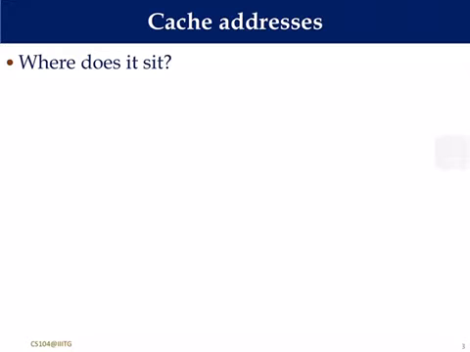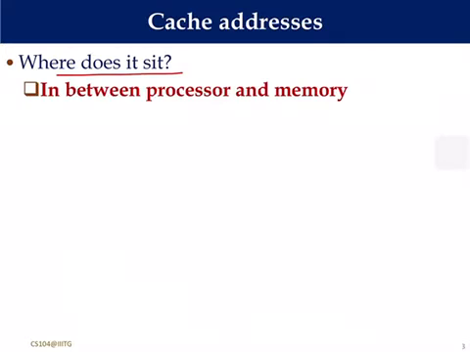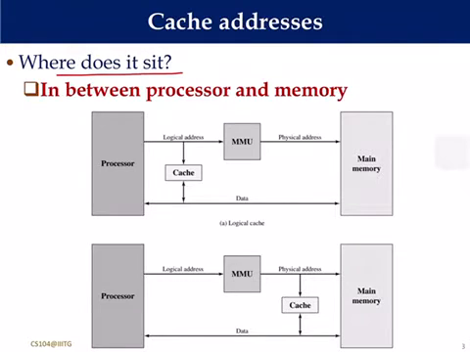Okay, now before we start with that, we already know where cache sits, right? So where does cache sit? Cache sits in between the processor and your memory. Now if you look at the book, you'll get this kind of picture where this is your processor, this is the main memory, right? And the cache is supposed to be placed in between this. Now there is another block which is called MMU, right?